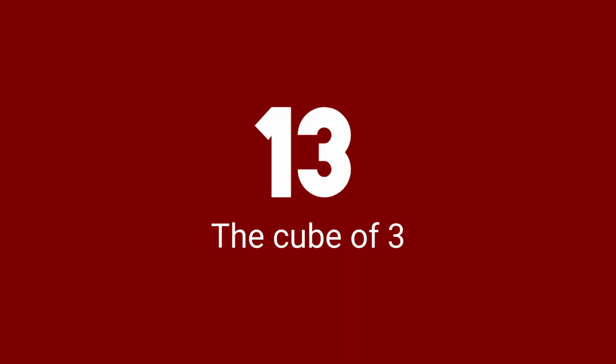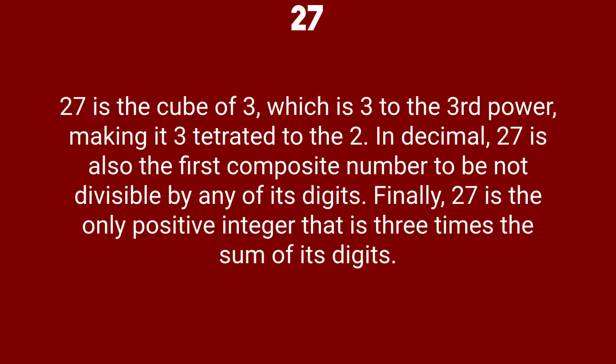The cube of 3. 27 is the cube of 3, which is 3 to the 3rd power, making it 3 raised to the 3 in decimal. 27 is also the first composite number to be not divisible by any of its digits.